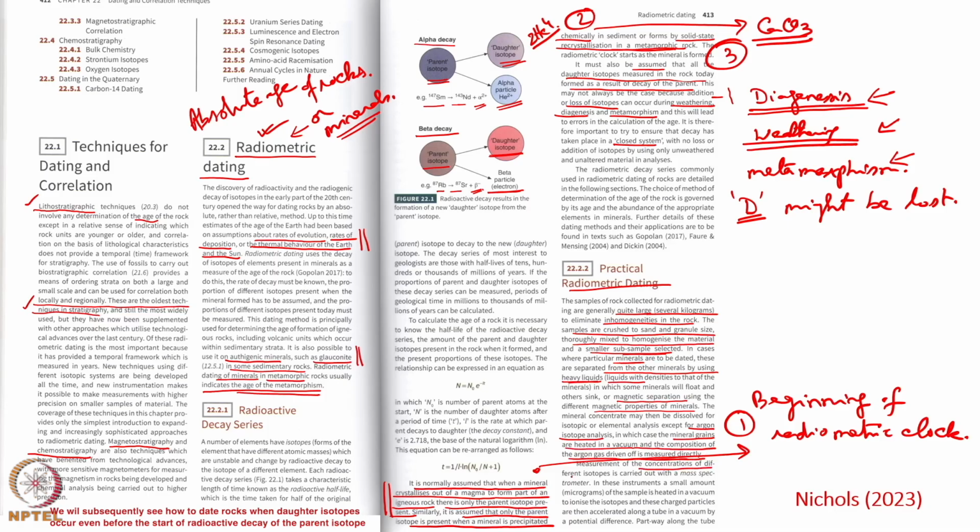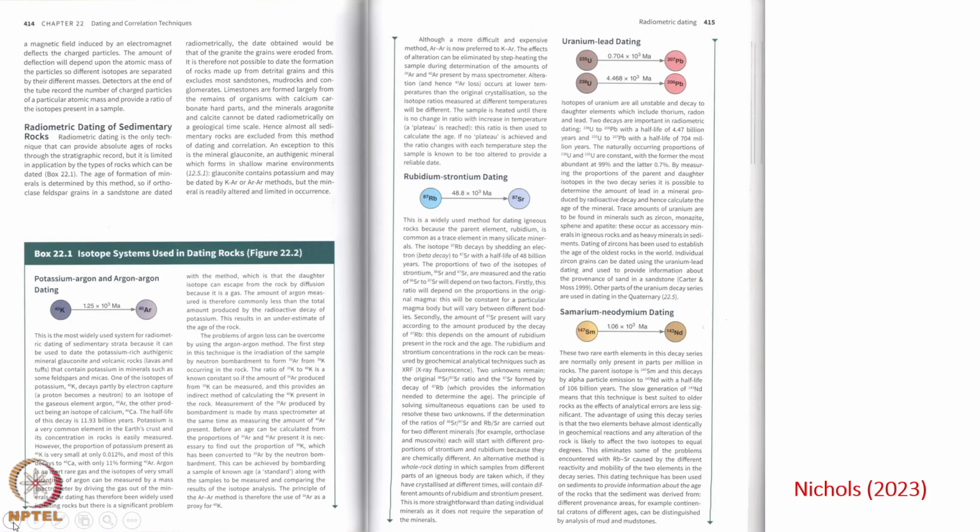Measurement of the concentration of different isotopes is performed using a mass spectrometer. Several micrograms of samples are heated in a vacuum in a mass spectrometer to ionize the isotopes, and these charged particles are then accelerated through a tube in a vacuum by potential difference. Radiometric dating is the only technique that can provide absolute age of rocks through stratigraphic records.